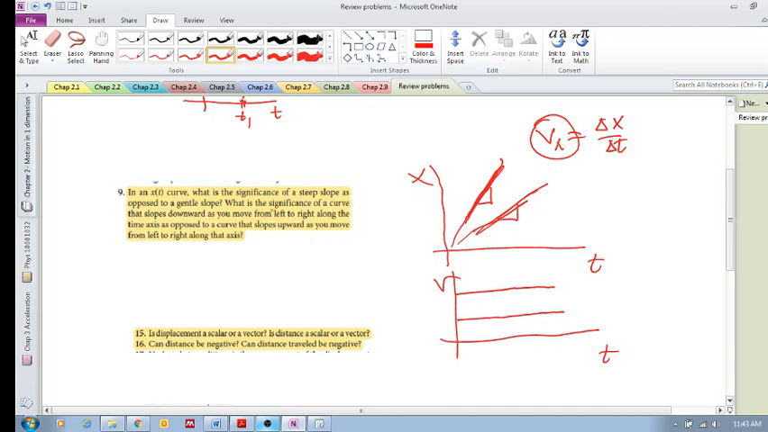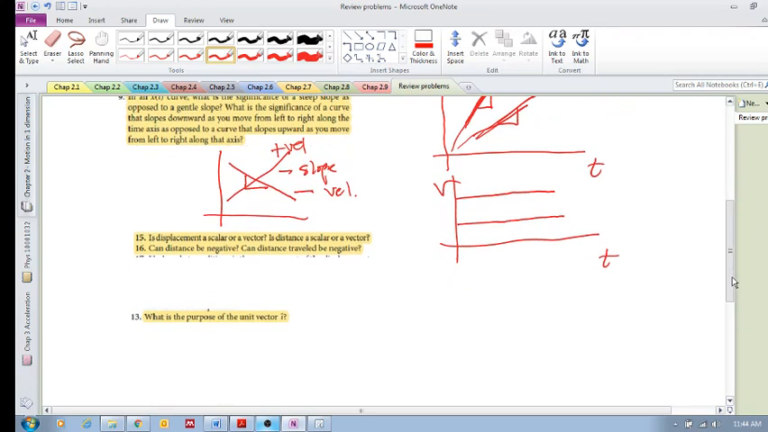Okay, what is the significance of a curve that slopes downward as you move from left to right? Downward from left to right, well, that is a negative slope. So it's a negative velocity from left to right along the time axis. Okay, as opposed to a curve that slopes upward. So a slope that moves upward from left to right is positive velocity, that is negative velocity.